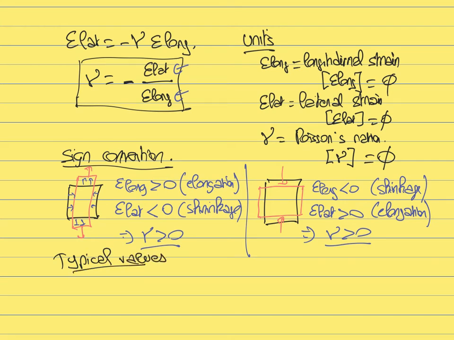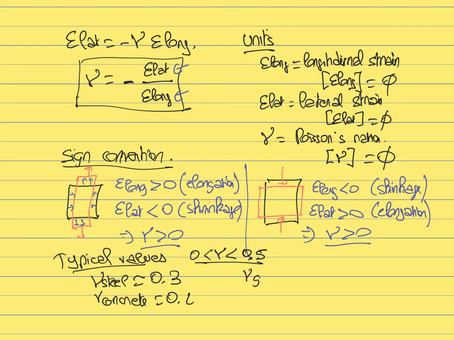So now let's look at some typical values for the Poisson's ratio. For most materials, the Poisson's ratio is going to be between 0 and 0.5. Those are the lower limit and the upper limit of the Poisson's ratio. A few examples: the Poisson's ratio of steel is about 0.3. The Poisson's ratio of concrete would be about 0.2.